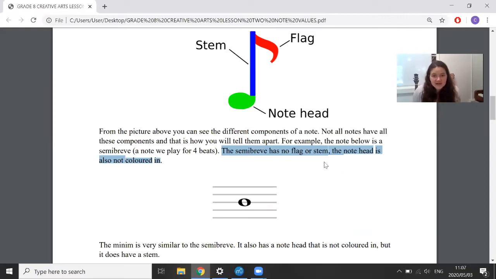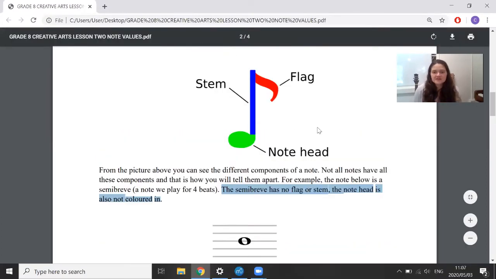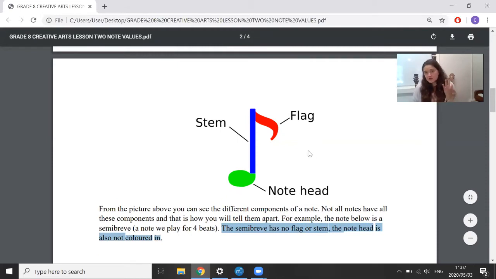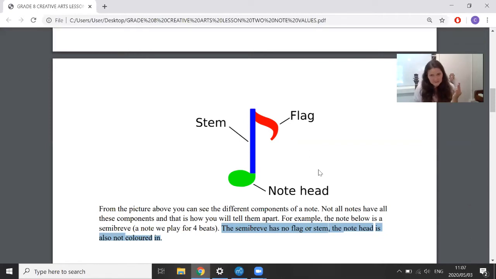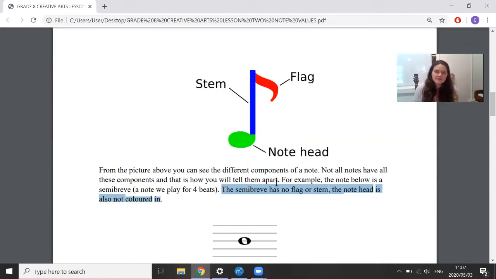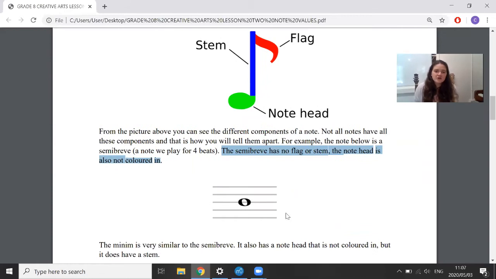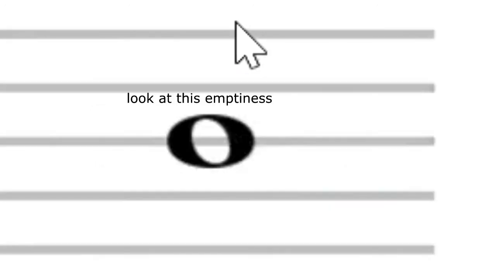Anyway, so now we've got an idea. Notes usually will have 3 components: a note head, a flag, and a stem. So now for the semi-breve over here, you can have a little look. Its note head is not colored in. It doesn't have a stem, it doesn't have a flag, it's got nothing. It's just this little oval rugby ball note head, and it's not colored in.